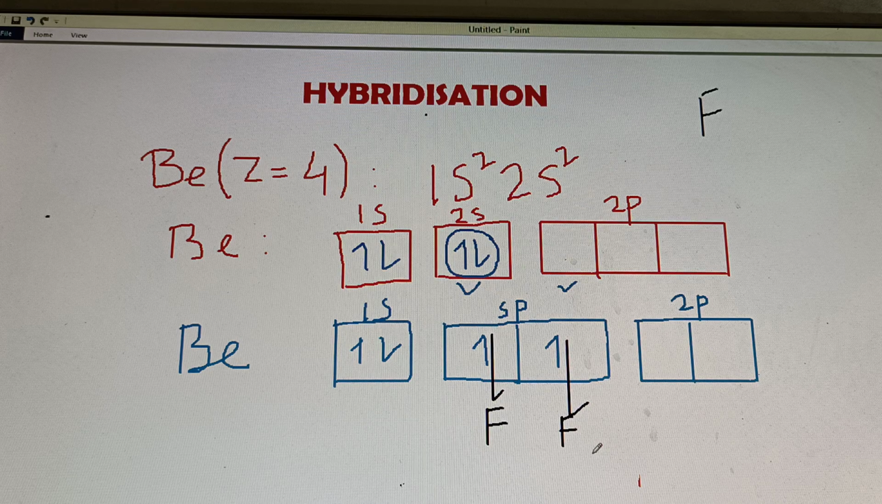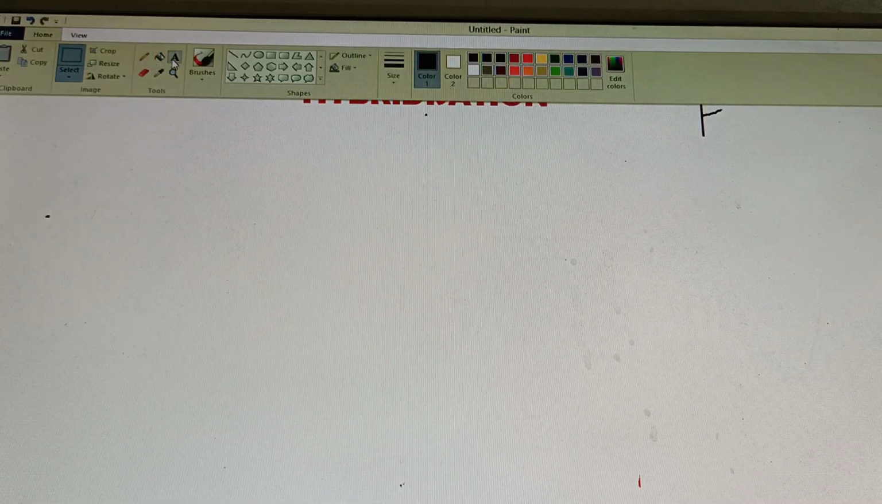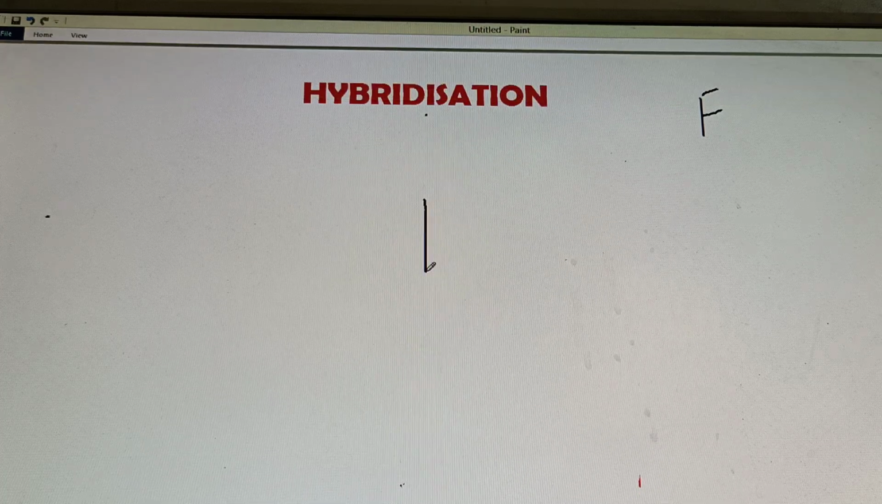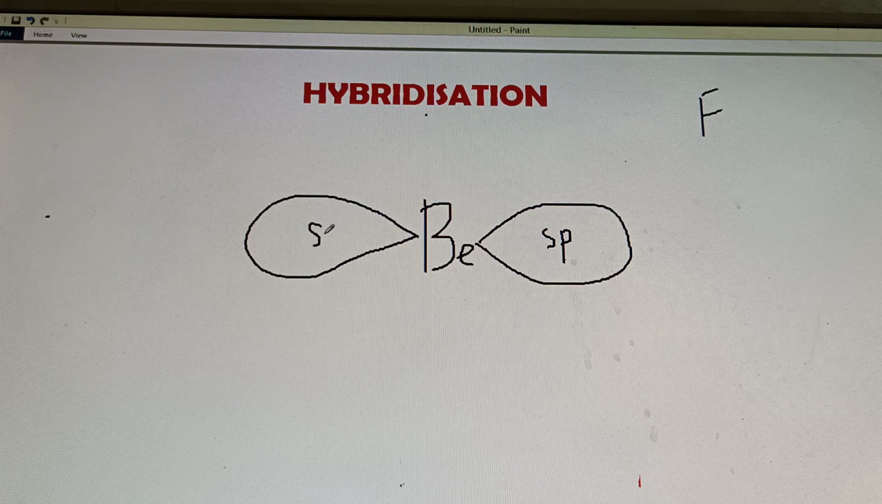Now, how are the sp orbitals directed in space? The sp orbitals formed are directed in space in this way: beryllium, and this is one sp orbital, and this is another sp orbital. So what is the bond angle here? The bond angle is 180 degrees.